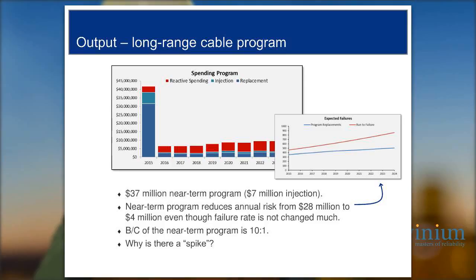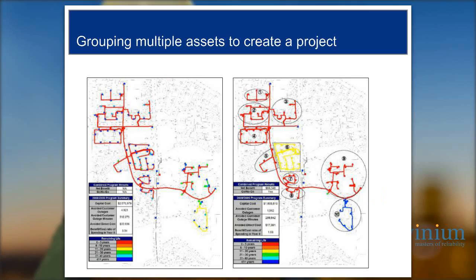And the other reason there might be a spike is that even if the utility has been proactively replacing or injecting cables, they may not have been identifying the right ones. They may not have been getting the best bang for their buck. And so they still have built up a backlog of cables that, even though they've been spending $1 million or $2 or $3 million a year in the past replacing cable, they missed some of the ones that they should have done. So that can comprise a spike as well.